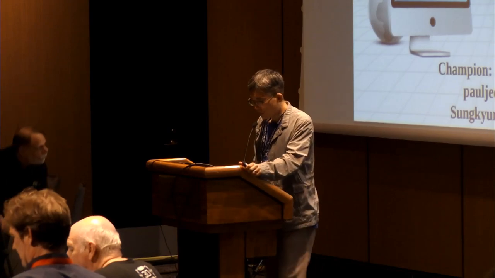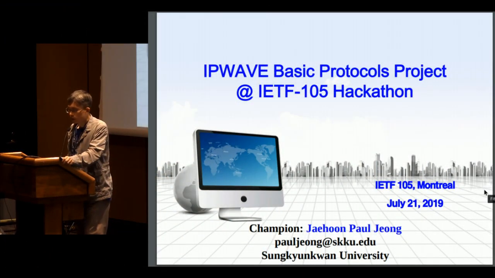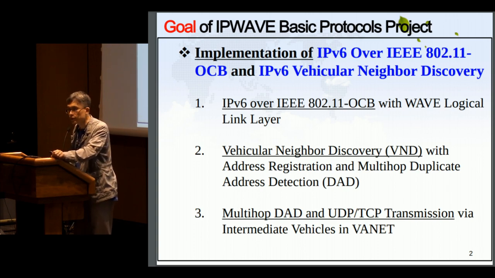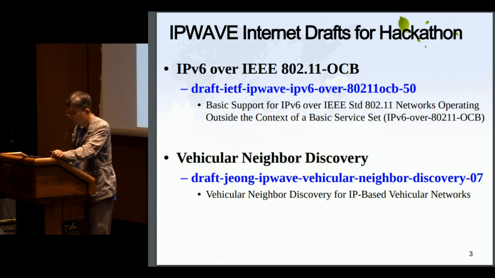This is Paul Jung. I want to share the experience of the IP Wave project, a basic protocol project. The goal is to prove IP version 6 over 802.11 OCB wave, the IEEE wave logical link layer. The second one is vehicular neighbor discovery with address registration and multi-hop DAD. We also take advantage of intermediate vehicles in VANET to reduce DAD time. Also, we can shorten the initialization of a TCP UDP transmission. So we proved the two drafts, OCB and also the vehicular neighbor discovery draft.